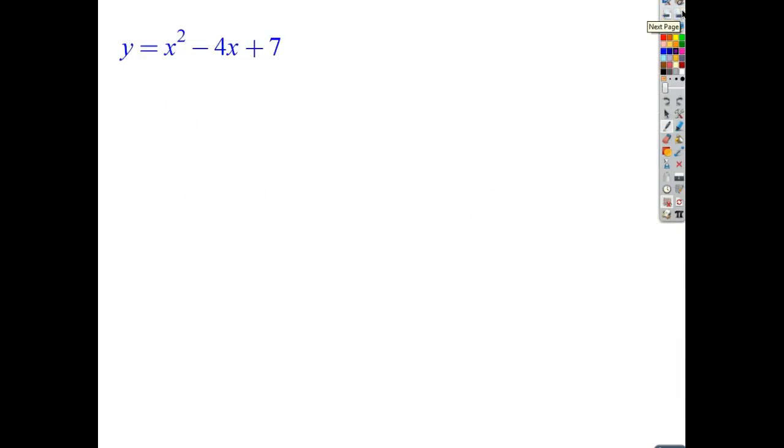Why don't you go ahead, pause the video, and try to find what x is equal to using the quadratic formula. Go. All right, so let's go through this. If I set this thing equal to 0, it's going to be x is equal to negative b plus or minus the square root of b squared minus 4ac all over 2a. A is equal to 1, b is equal to negative 4, c is equal to positive 7.